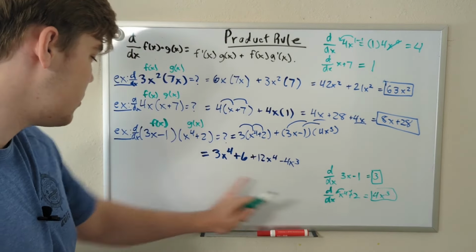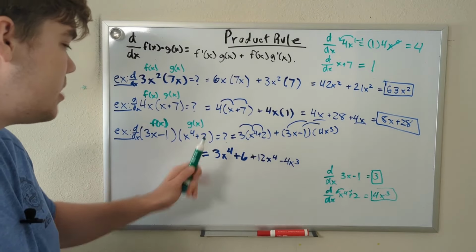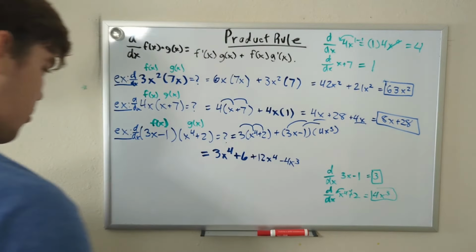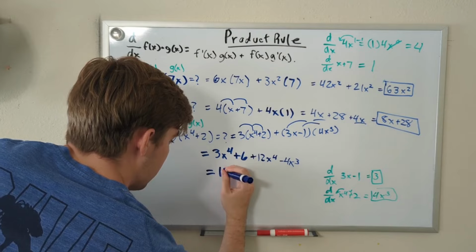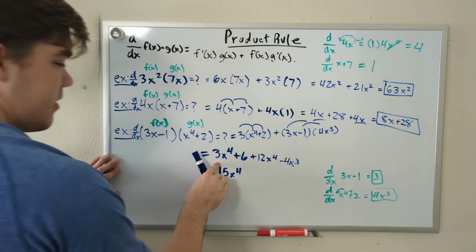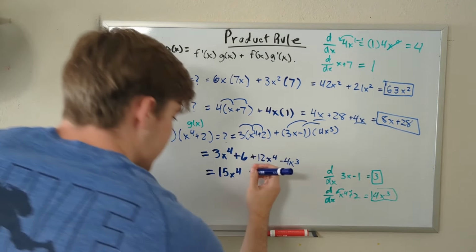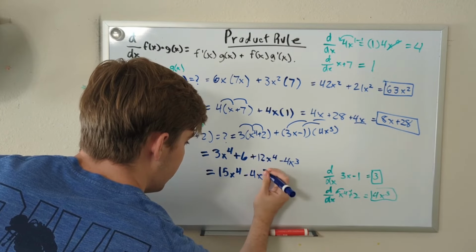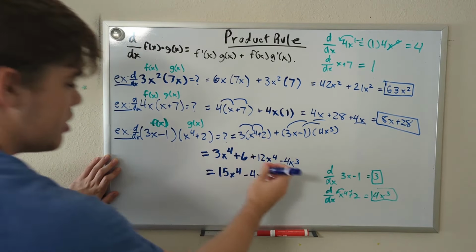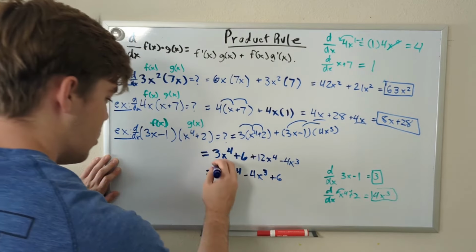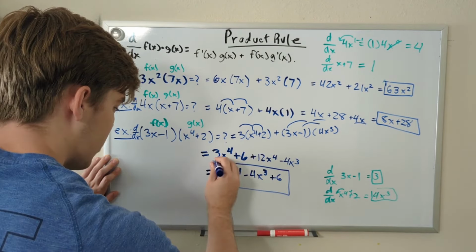So simplifying this down, the derivative of 3x minus 1 times x to the 4th plus 2 is equal to 15x to the 4th. We can add 3x to the 4th and 12x to the 4th, minus 4x cubed, that's the only cubed x we have in here, and then just plus 6 on the end. And that is our derivative.